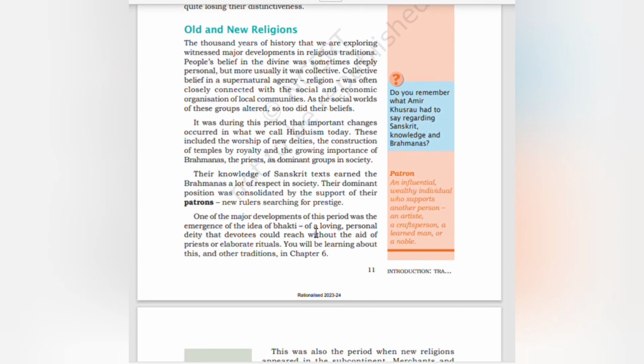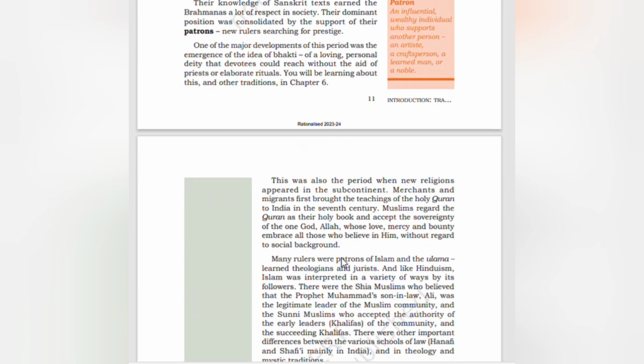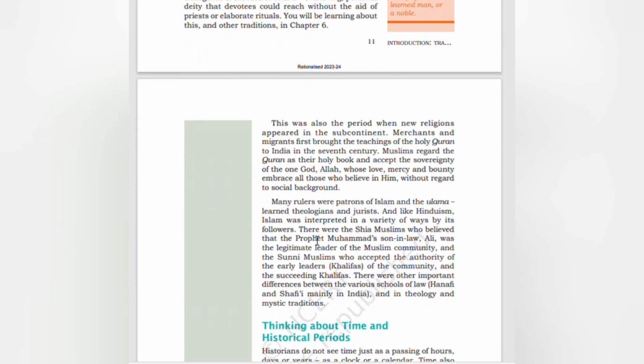One of the major developments of this period was the emergence of the idea of bhakti, of a loving, personal deity that devotees could reach without the aid of priests or elaborate rituals. We'll be learning about these traditions in Chapter 6. This was also the period when new religions appeared in the subcontinent. Merchants and migrants first brought the teachings of the Holy Quran to India in the 7th century.